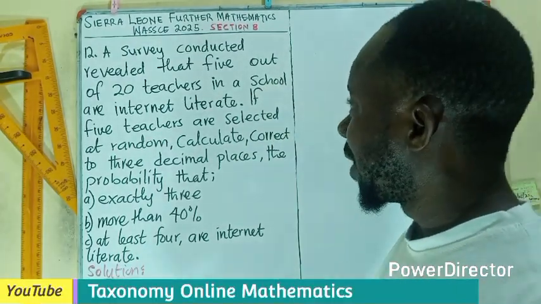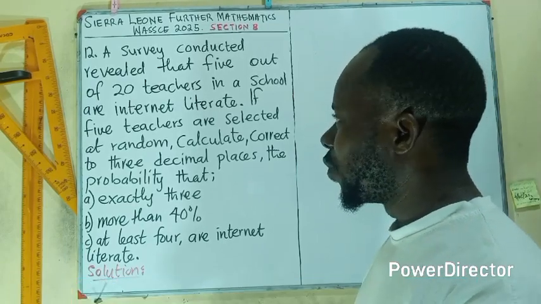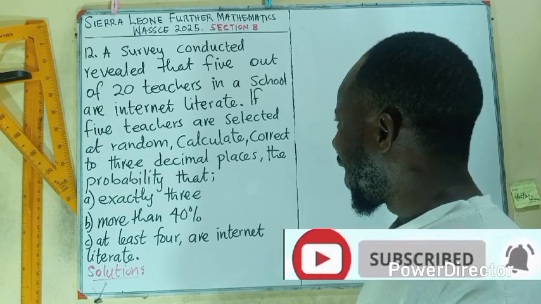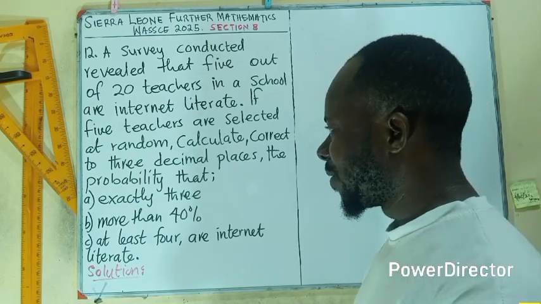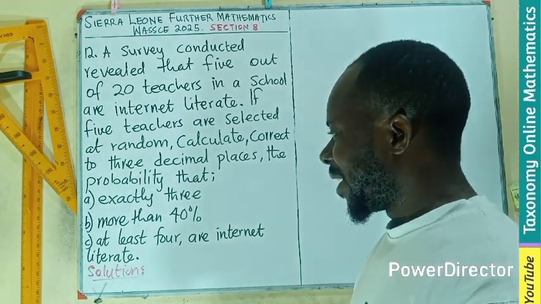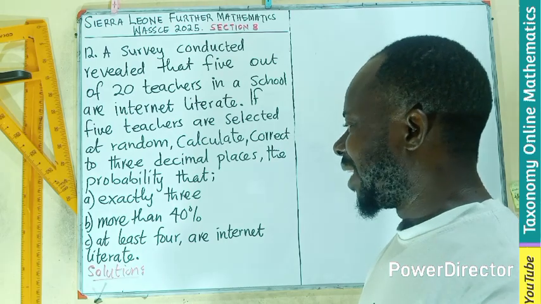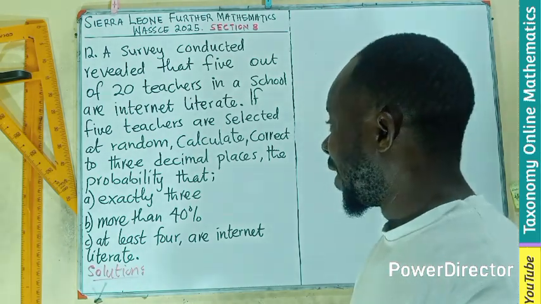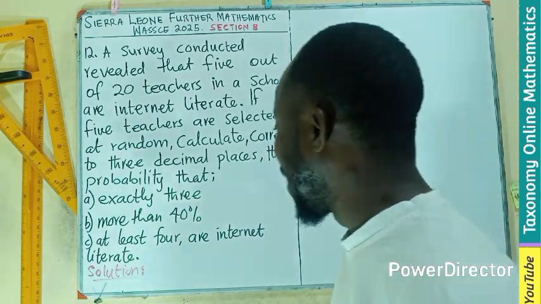A survey conducted revealed that 5 out of 20 teachers in a school are internet literate. If 5 teachers are selected at random, calculate, correct to 3 decimal places, the probability that 1, exactly 3, 2, more than 40%, and 3, at least 4 are internet literate. So this is more or less a binomial probability that we are going to apply.